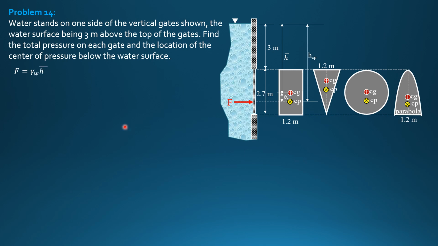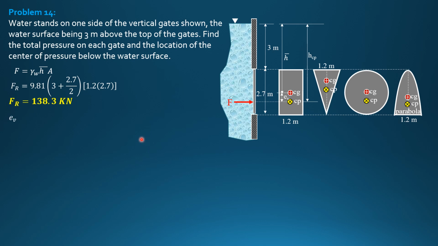So F is gamma of water times barred H times area. So for the rectangle, 9.81, barred H is 3 plus 2.7 over 2, area 1.2 times 2.7. So Fr is 138.3 kilonewtons.